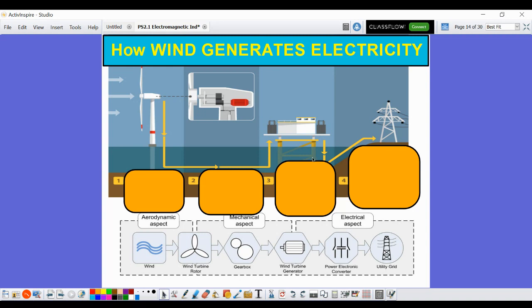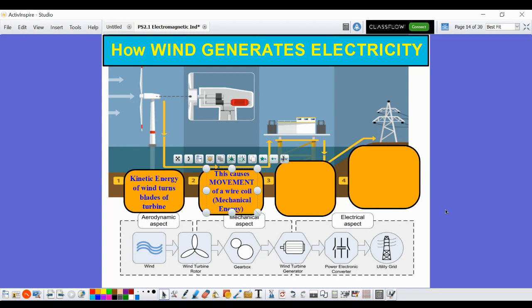to produce electricity. Okay. So the aerodynamic aspect of it is the wind itself. The wind is moving, and the kinetic energy of that wind is going to turn the blades of the turbine. So right here, you're going to have that wind turning the blades. Those blades of the turbine are connected to this region right here, the rotor. And so that rotor is then going to turn.